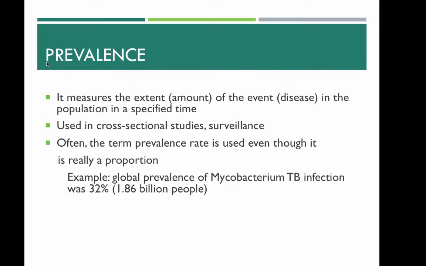So prevalence measures the extent or amount of disease in the population at any given time. We use prevalence in cross-sectional studies or in ongoing disease surveillance. And although we call it a prevalence rate, if you were paying close attention earlier, you'll see that it's actually a proportion. So the prevalence, for example, of Mycobacterium TB infection in the world was 32%, or the total number of cases divided by the total people in the population, 1.86 billion people with TB infection.